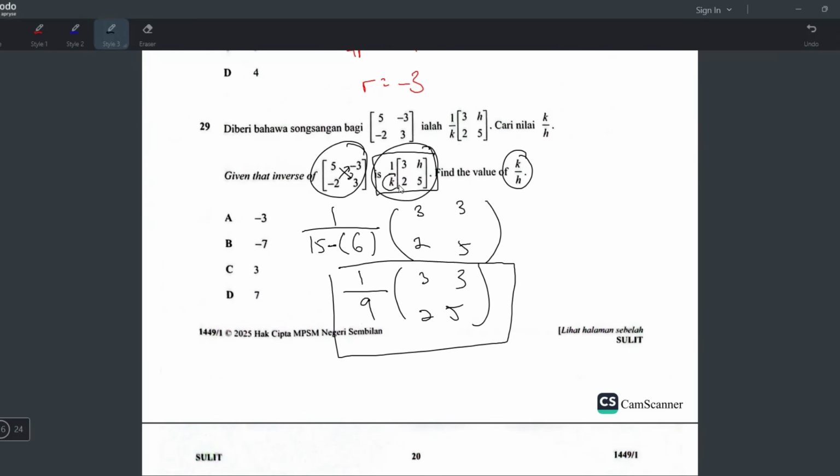Terus banding. 1 over K, 1 over 9, so K is 9. And then 3, 2, 5, 3, 2, 5, H sama dengan 3. Tapi dia nak cari K bahagi H. So 9 bahagi 3, that gives you positive 3. 29 is C. Yeah, that's all.